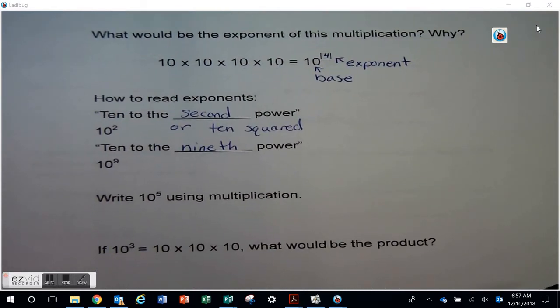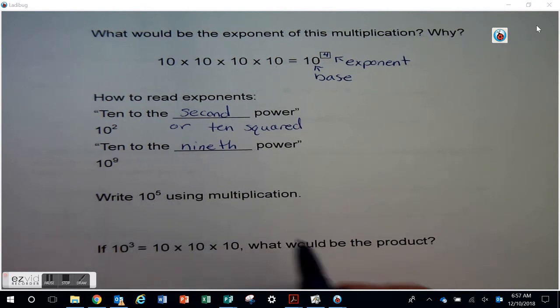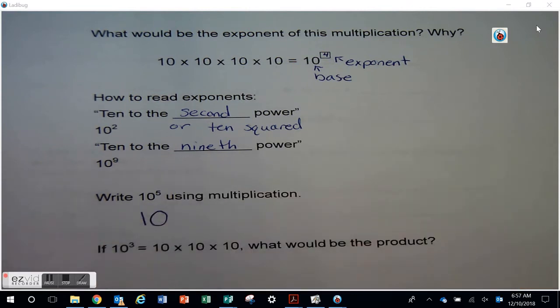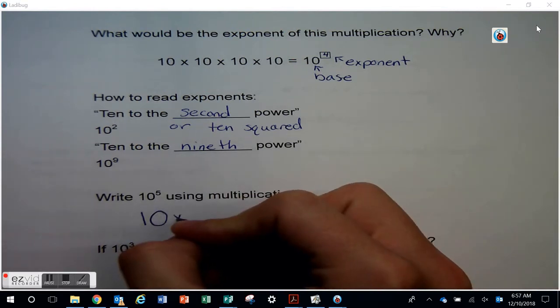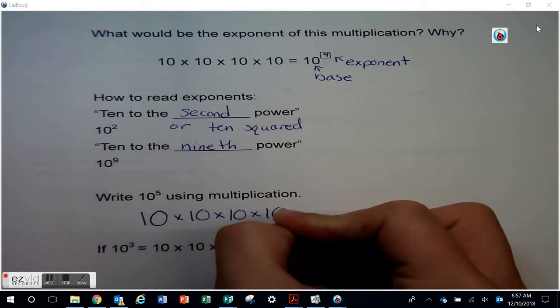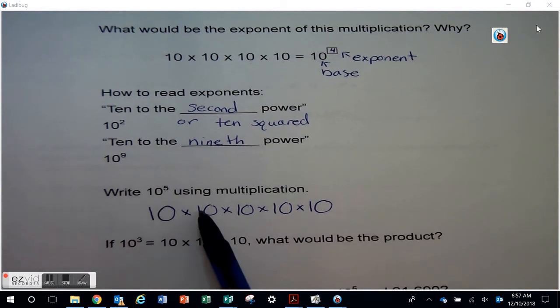Let's go ahead and practice writing our exponent out using multiplication. Well, I know my base number is 10, so that means I'm going to have 10 multiplied by itself. How many times am I going to multiply 10 by itself? 5 times. 2, 3, 4, 5. So these two things are equal.